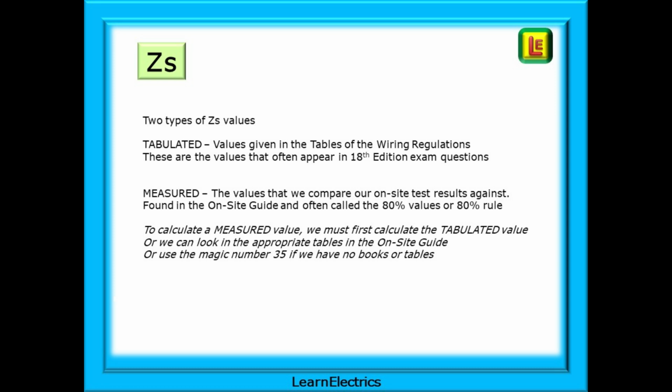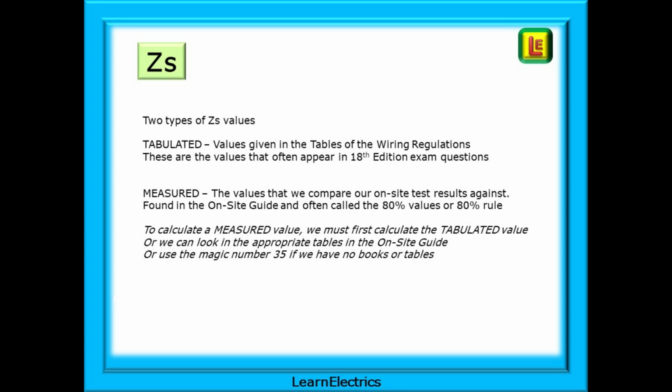There are two types of ZS values that we will come across. First are the tabulated values, as given in the tables of the wiring regulations. These are the values that often appear in 18th edition exam questions. Then the measured values that we compare our on-site test results against, often called the 80% values or the 80% rule. There are several methods to find the measured ZS values.